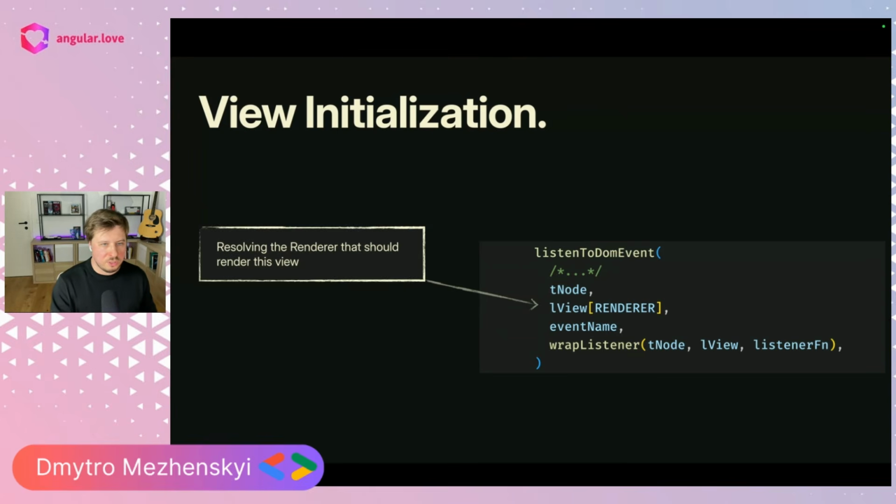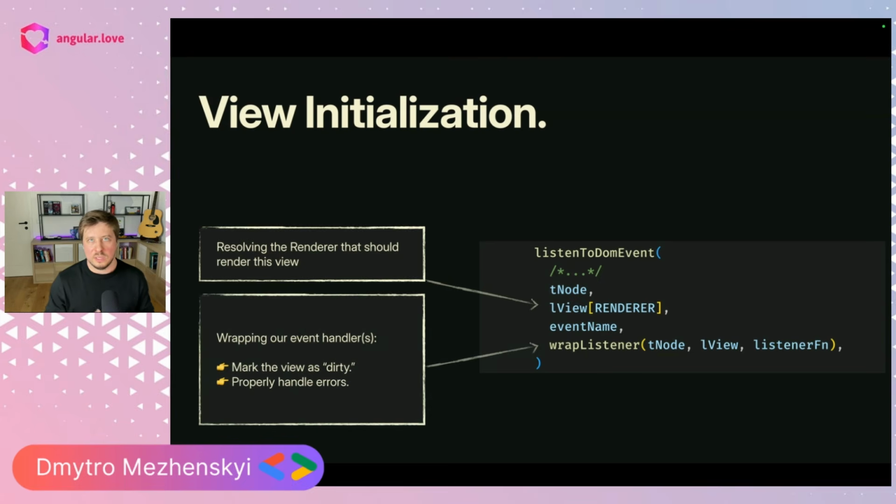But we resolve this part, and we also wrap our listener function, so our event handler. This wrapper brings a couple of useful things. First of all, it automatically marks the view as dirty, so you don't have to do that manually if you use the OnPush change detection strategy. For event handlers, it makes no sense to call markForCheck there because it is done automatically.